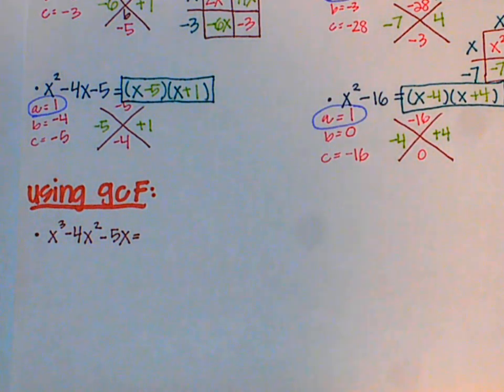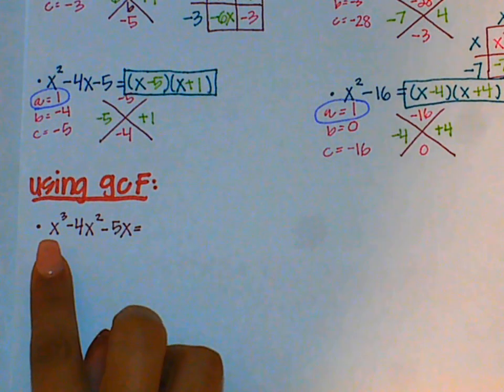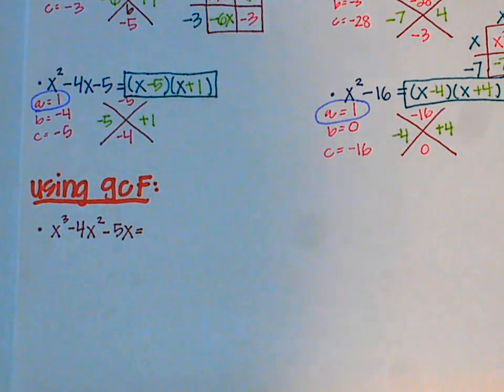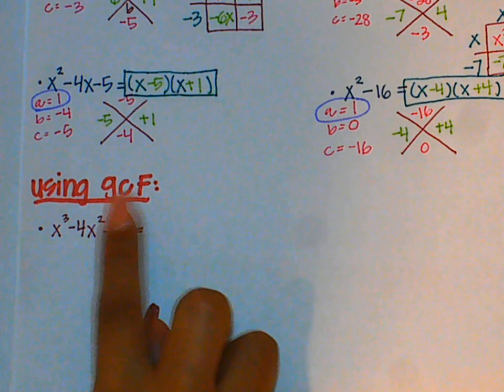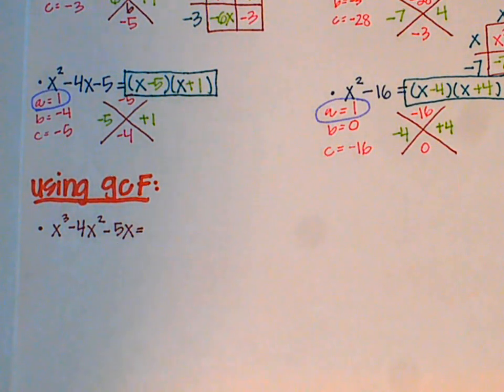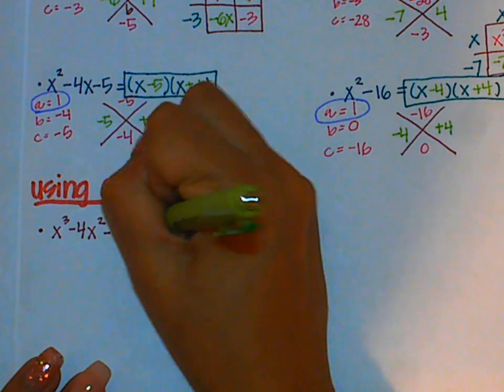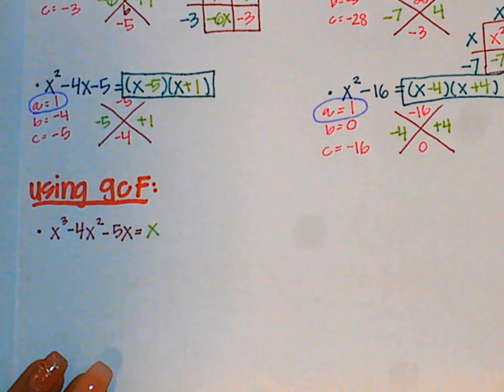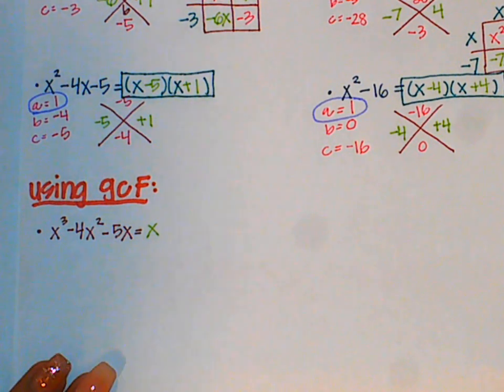The first thing I want to notice is that every term here has something in common. So we're going to use that to simplify it. We're going to pull out the greatest common factor. Every term here has an x. So what I want to do is I want to start off by factoring out the x itself. So simplifying that by pulling out the x.